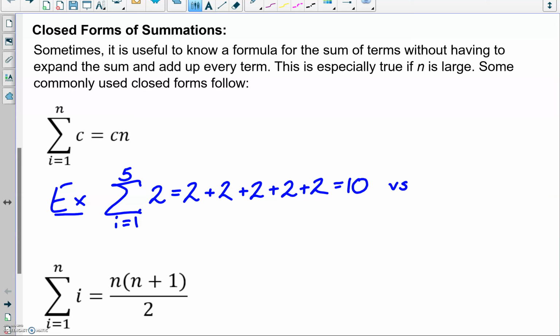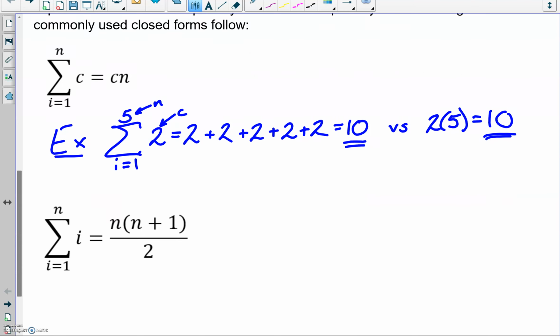Now, using the closed form, the C times N, notice that the N here was 5, the C was 2, so we could just take 2 times 5 and get 10 and be done. So closed form versus expanded form. Closed form, even with the small number of terms here, is quicker.